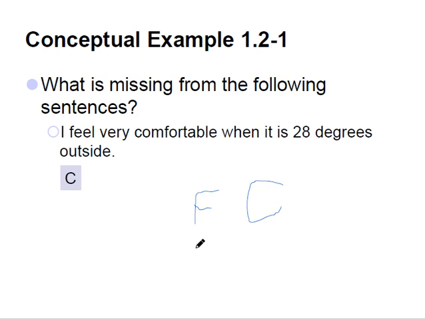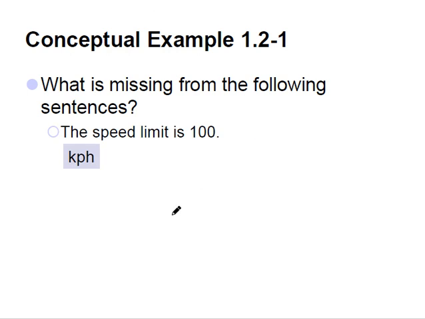Of course, in science lab we use more than this, but outside, Fahrenheit and Celsius. With Celsius we use smaller numbers; with Fahrenheit we use bigger numbers. Okay. All right, the next example, the speed limit.